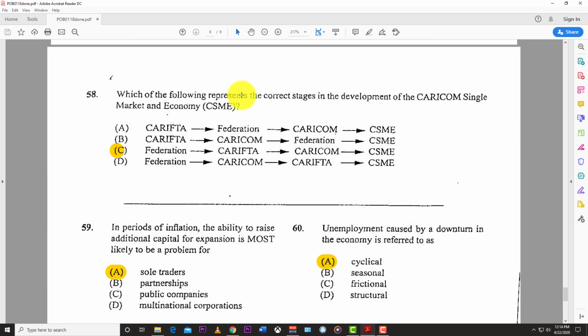Which of the following represents the correct stage in development of the CARICOM Single Market and Economy, CSME? So you're going to end with CSME. So straight up we know that. So the best answer here is C, which is Federation, then CARIFTA, then CARICOM, then CSME. So it's Federation, then CARIFTA, then CARICOM, then CSME.